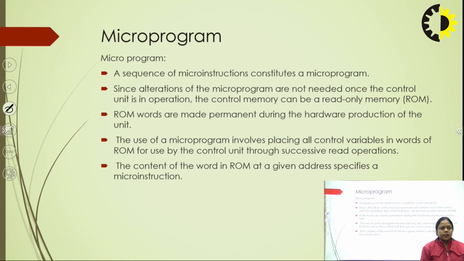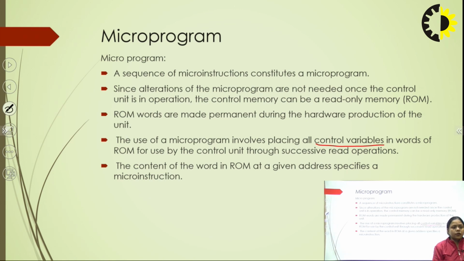Now the question is, what is microprogram? A sequence of micro instructions constitutes a microprogram. Since alterations of the microprogram are not needed once the control unit is in operation, the control memory can be a read-only memory or ROM. ROM words are made permanently during the hardware production of the unit. The use of a microprogram involves placing all control variables in the words of ROM for use by the control unit through successive read operations. The content of the word in ROM at a given address specifies a micro instruction.